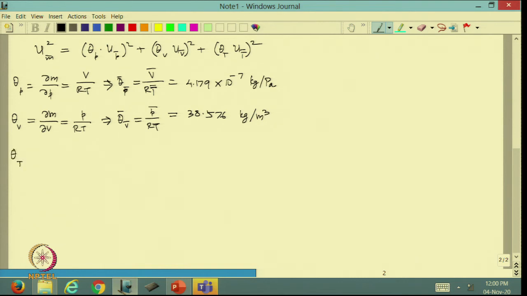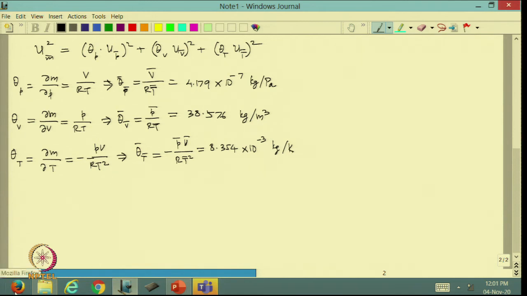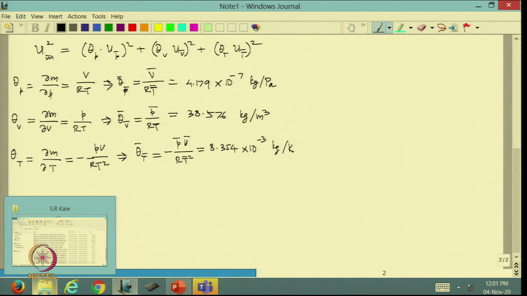And similarly, the third one, dm by dt, this is minus pV upon RT square. So, we substitute all these values at the mean point: minus p bar v bar upon R t bar square. Put the values and you get 8.354 into 10 to the power minus 3 kg per Kelvin. So, there we are, we got all our sensitivity coefficients.